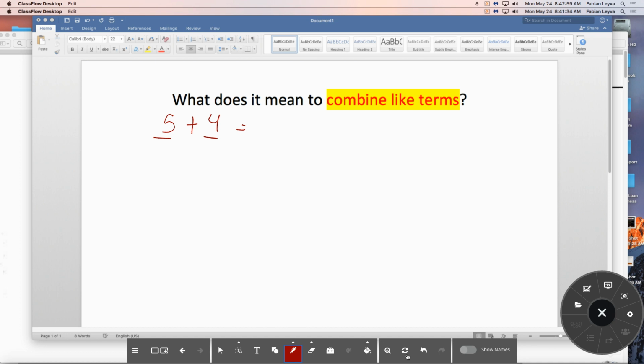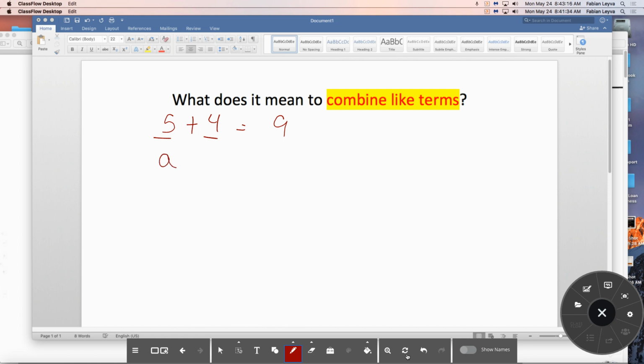Can you add these terms? Can you actually mathematically take 5 and add 4 to it? Yeah, because you could simplify it and then it would equal 9. Now, what allowed you to add those two numbers? Well, they were like terms. Now, of course, when you're thinking of numbers, it's pretty straightforward. Let's go ahead and add variables to it.